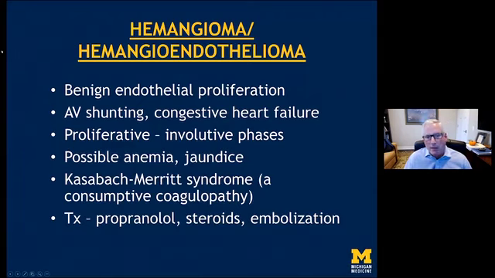The next one I want to talk about is hemangioma and hemangioendothelioma. Those are hard to differentiate routinely by imaging, but we're mostly talking about the infantile hemangioma. So it's a benign endothelial proliferation. It can lead to a lot of shunting. It's a very vascular neoplasm. Patients can present with congestive heart failure.